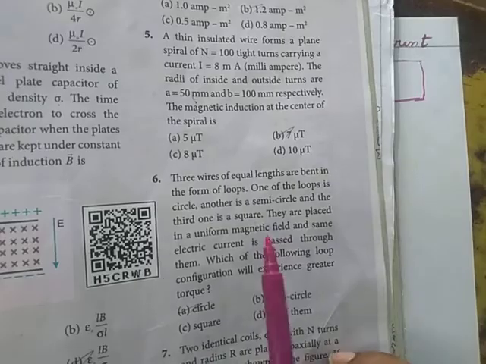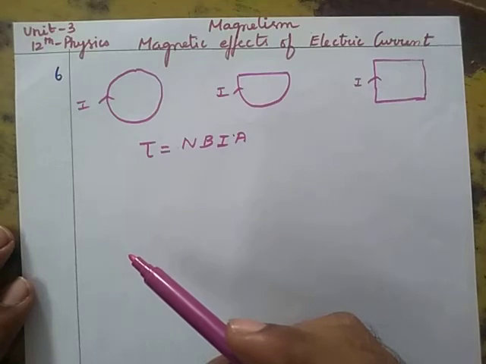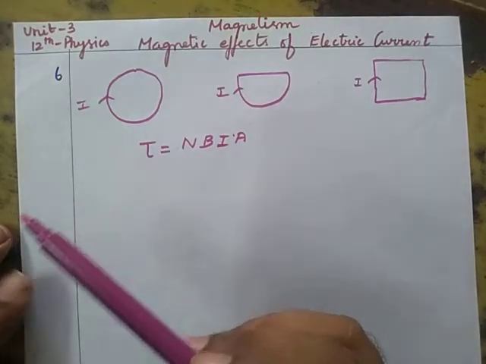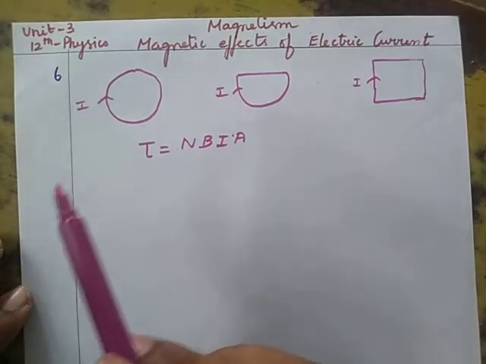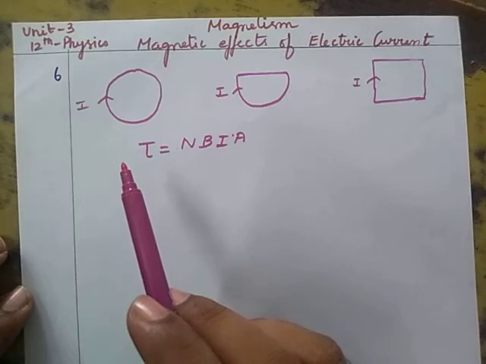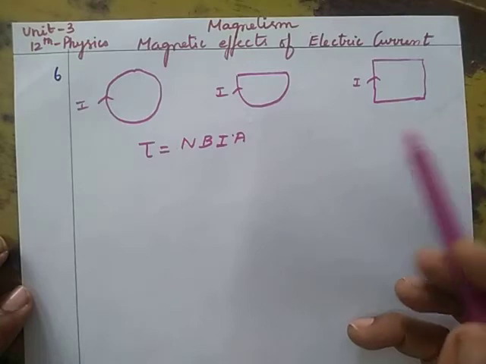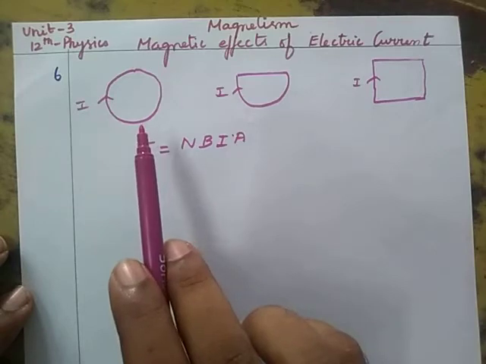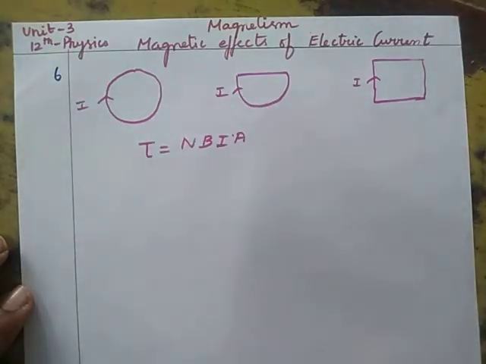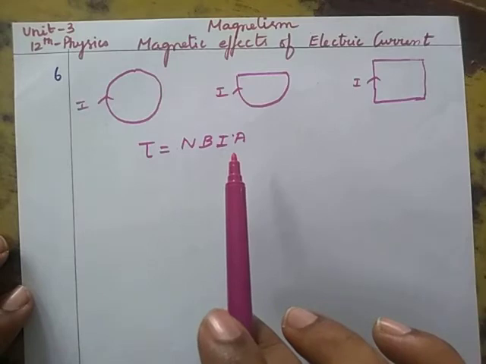Okay, we know very well, if a current loop is placed in a magnetic field, it experiences a torque. Here I have a wire having the length L. First I bend it in the form of a circle, then the same wire is bent in the form of a semicircle, then the same wire is bent in the form of a square. Each one has the current I, and they are placed in a uniform magnetic field. Here our question is, which configuration experiences maximum torque when it is placed in a magnetic field carrying the current I?